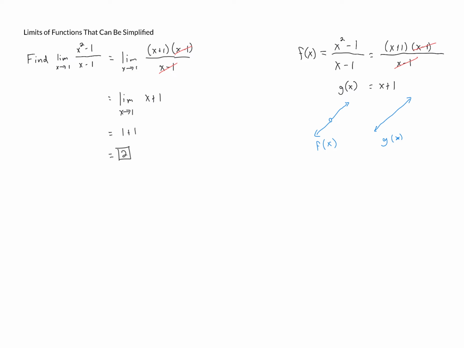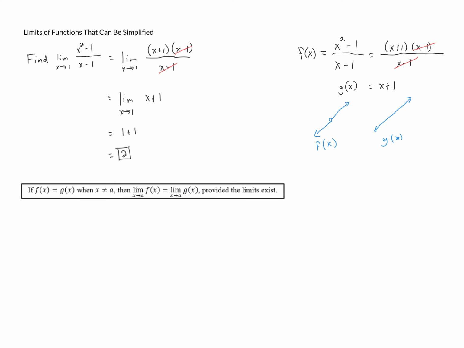And we have a rule that covers this situation and some similar situations. Let's take a quick look at that rule. The rule says that if f of x is equal to g of x, so long as x is not equal to a, so these are two functions that are equal everywhere except for the value a, then the limit as x approaches a of f of x is equal to the limit as x approaches a of g of x, provided the limit exists.